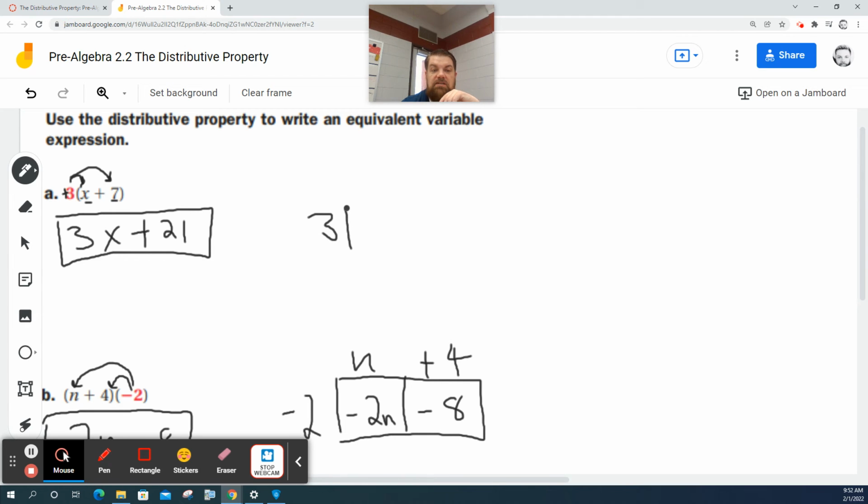I'm going to say 3. Make sure that you add this to your notes. 3 times x plus 7. 3 times x is 3x. 3 times positive 7 is positive 21. Okay?